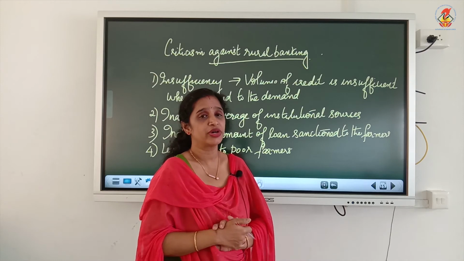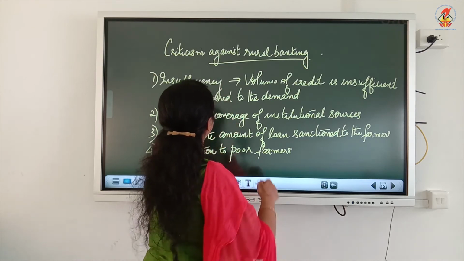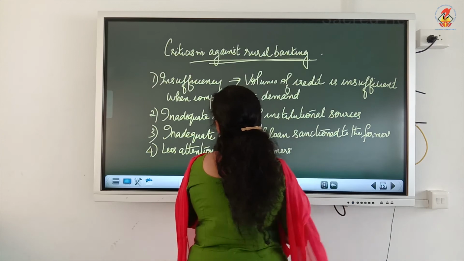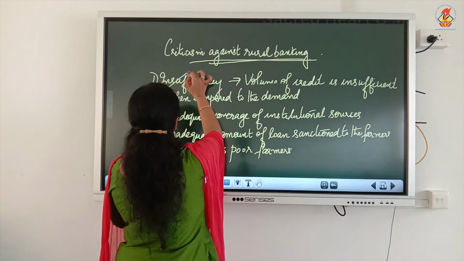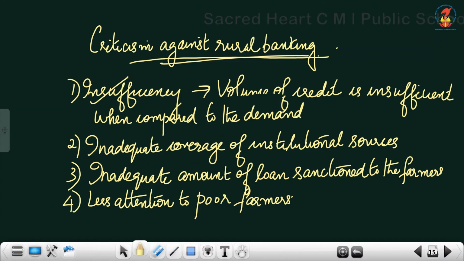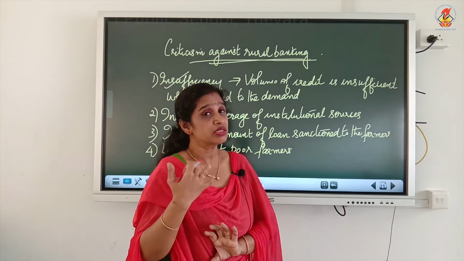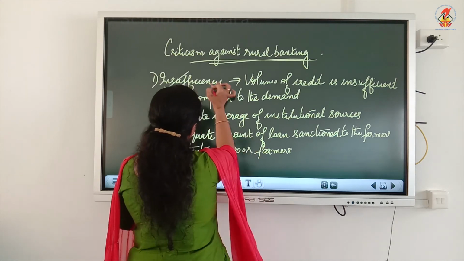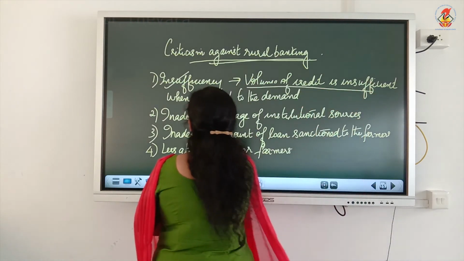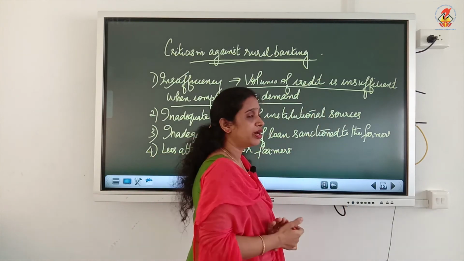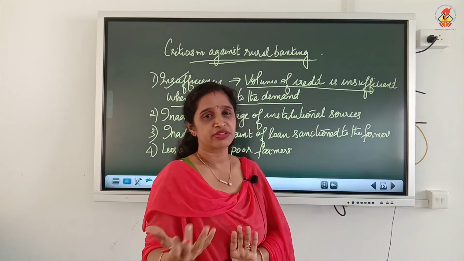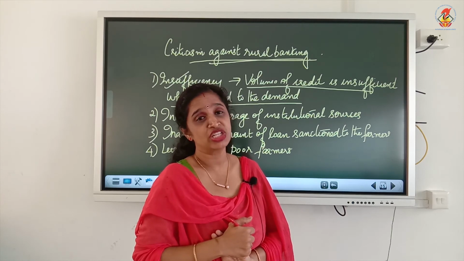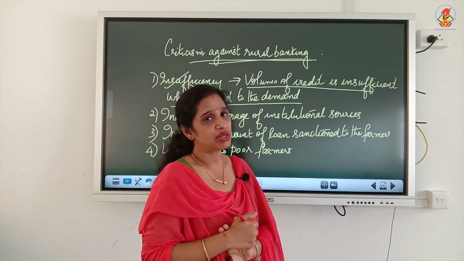So the next heading that we are going to discuss is criticism against rural banking. Point number 1, insufficiency. The volume of credit is insufficient. There is more demand for credit, but banks are not able to meet the demand of the people. So the volume of credit is insufficient when compared to the demand. People are demanding more and more, but insufficiency of credit facilities is the major problem associated with the rural areas.